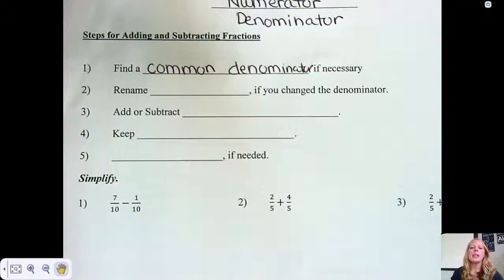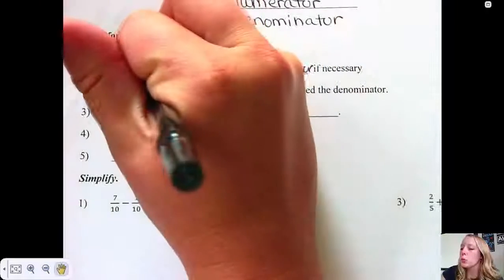So what that means is you look at the bottom numbers. If they're the same, step one is done. If they are different, you need to find a number that they can both go into evenly. So if you had 5 and 6, your common number could be 30. If you had 2 and 6, your common number could be 6, or it could be 12, or it could be 18. There's endless numbers that you could put for a common denominator, but we always try to go with the smallest one possible.